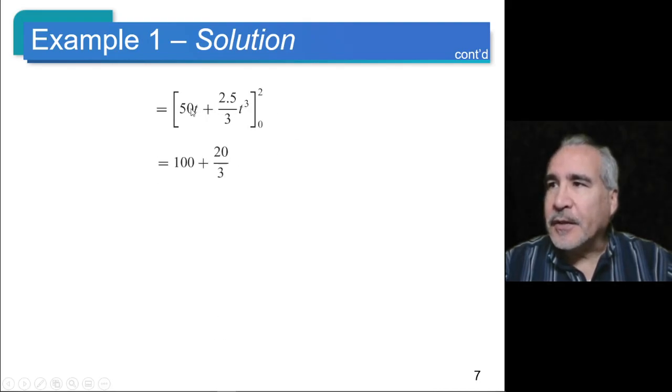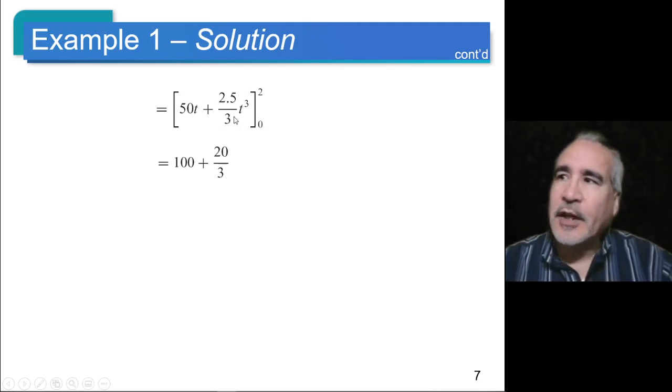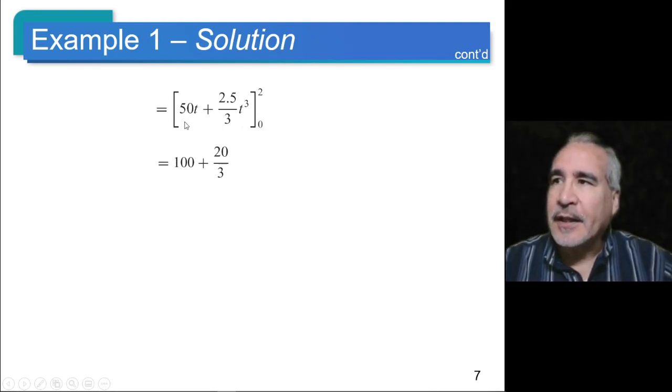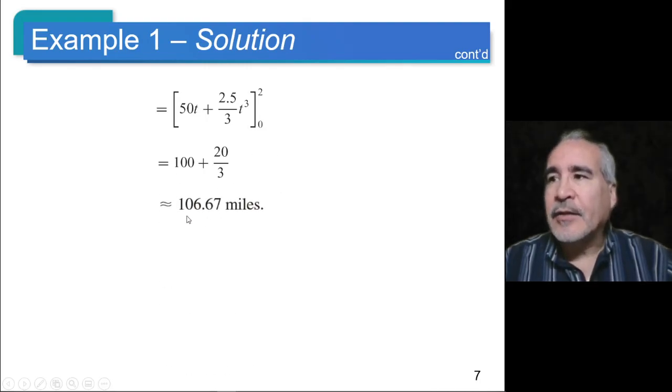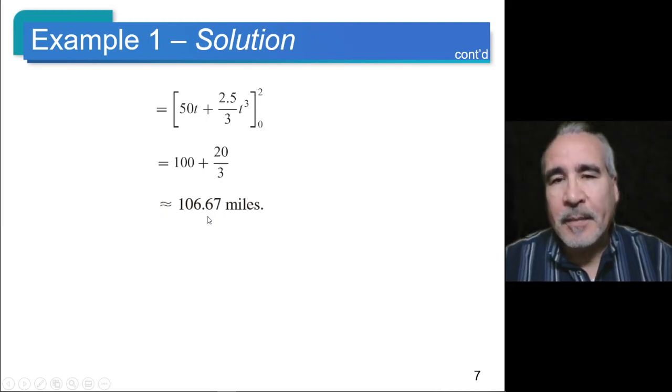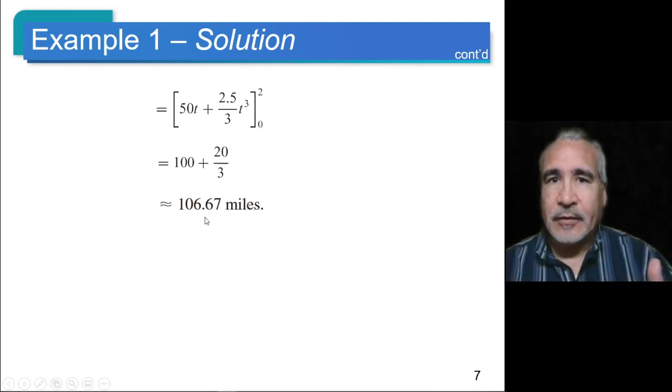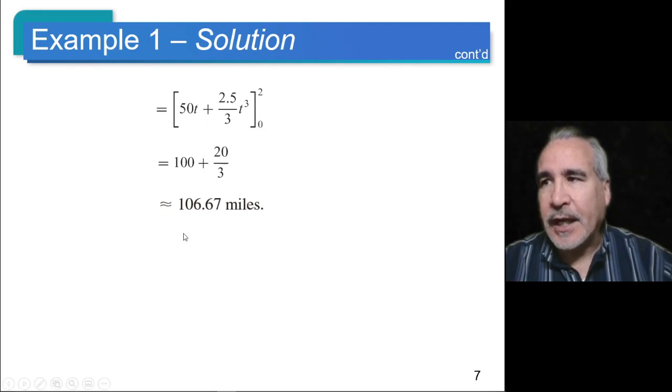When you plug in 0 for t, you get 0. So you're subtracting off 0, so there's nothing there. This is 50 times 2 is 100. Put the 2 here, you get 20 over 3. And so when we add this together, we get 106.67 miles that was traveled. Remember, this is a displacement function now.